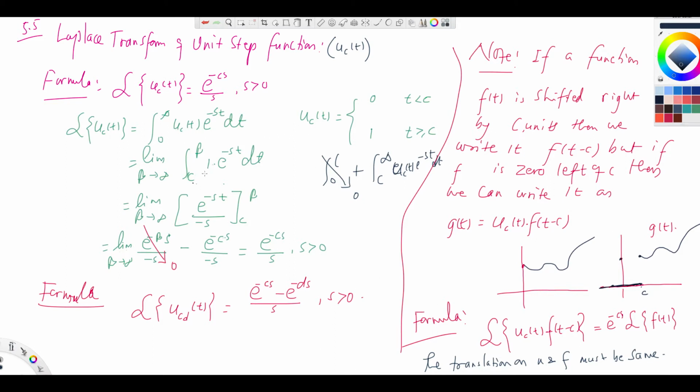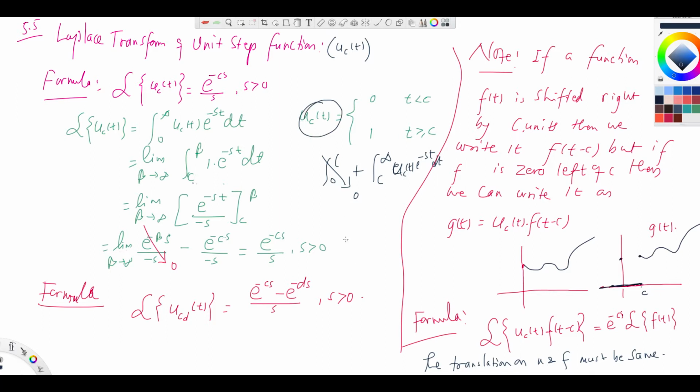And what is the value of u_c(t) in this interval? It is 1. For t greater than c, it is 1 times e to the negative st dt. Now, what is the integral of that with respect to t? It is e to the negative st over negative s. Now you plug in the upper limit, and then minus the lower limit. When beta tends to infinity, this has a negative exponent, so it goes to 0, and what is left is just the lower limit term. Negative times negative is positive, so e to the negative cs over s, where s is greater than 0. So this is the case for the unit step function.